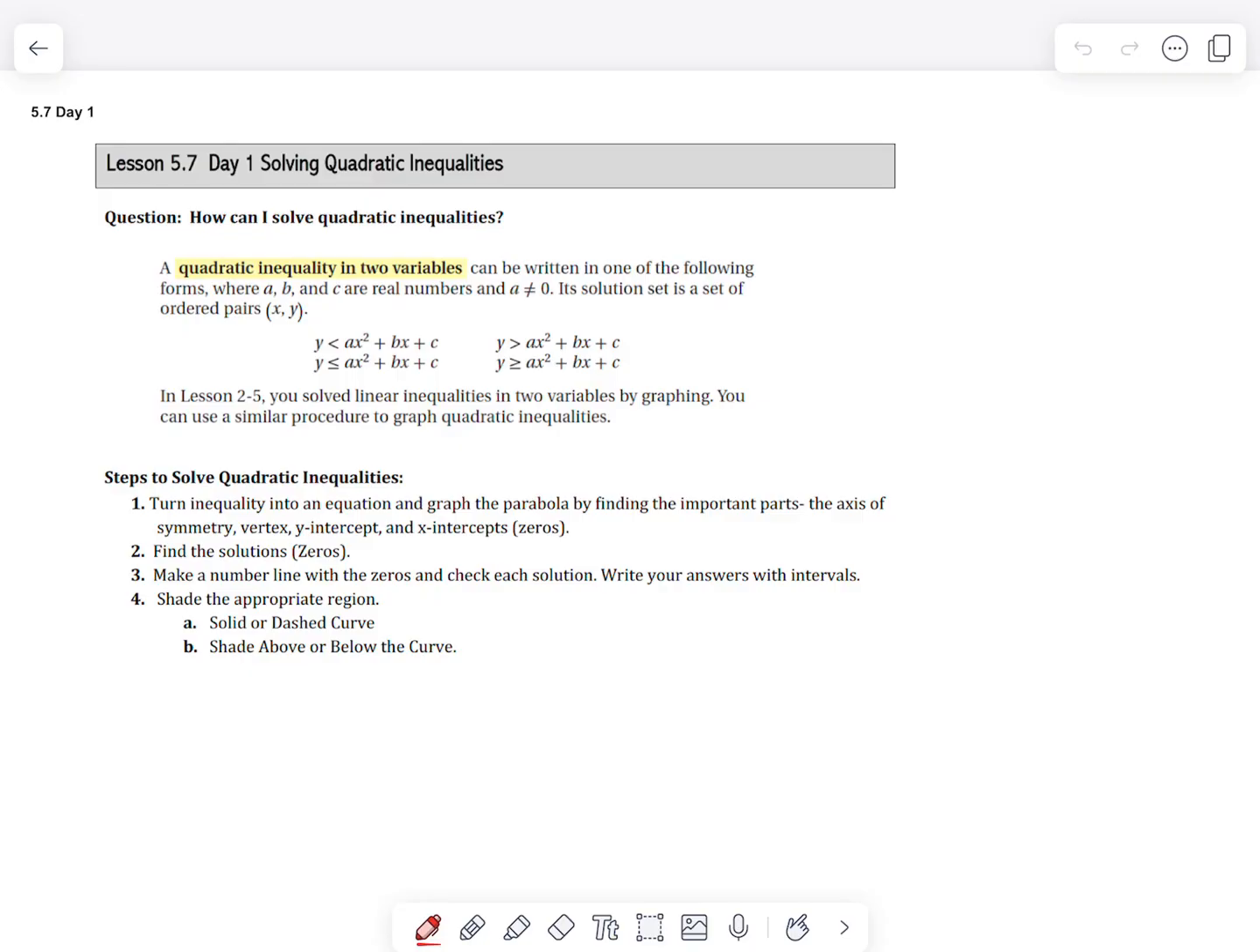Then you would make a number line with the zeros and check each solution. You want to write your answer in interval notation. Lastly, you want to shade the appropriate region. So we would shade below or above the appropriate region.